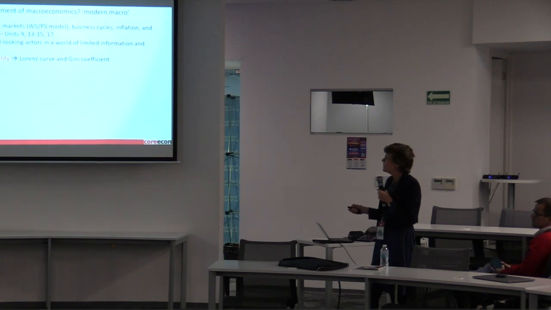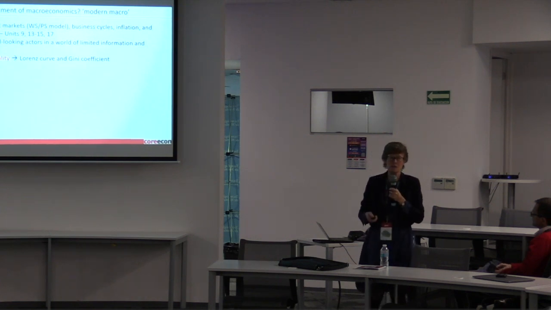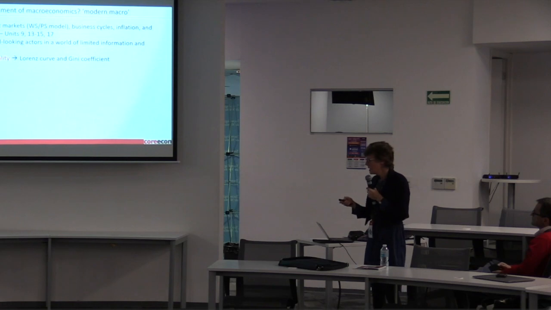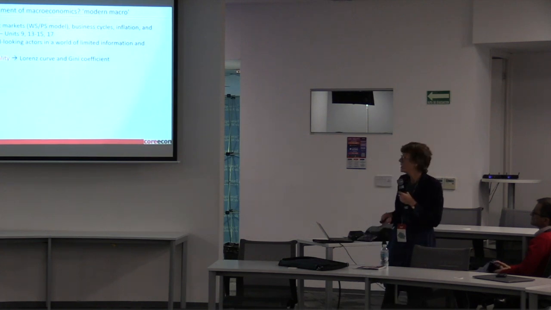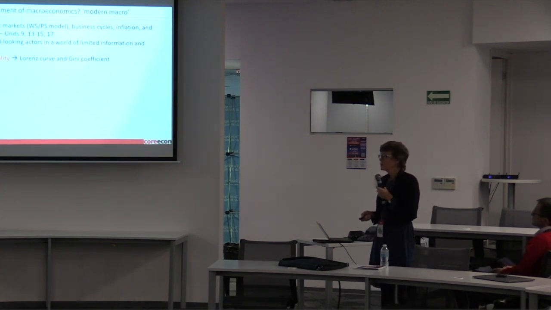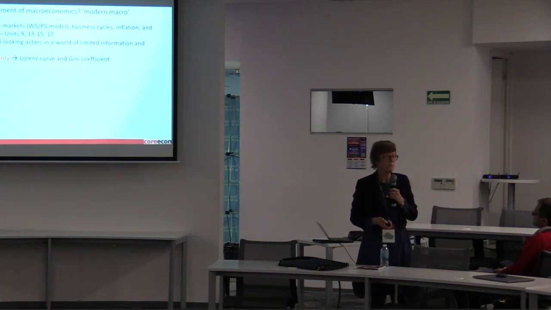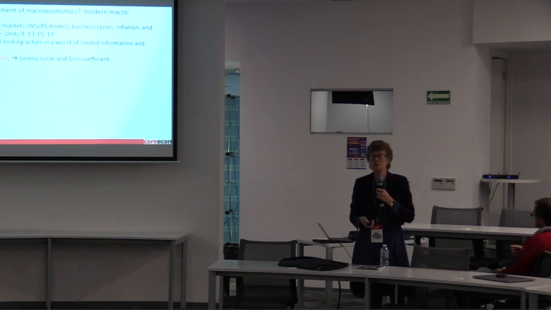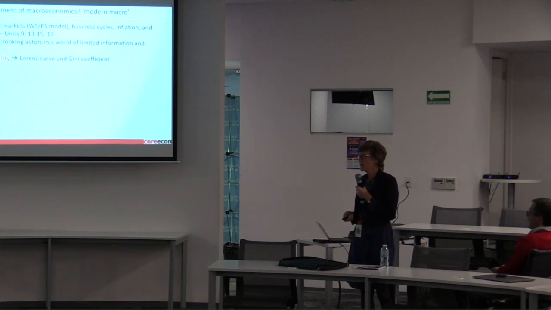So we develop a unified model of forward-looking actors in a world of limited information and incomplete contracts. So it's really modern micro meets modern macro. I think an unusual aspect of what we do is that we provide direct links to inequality, so that we actually derive Lorenz curves from the macro model, so that we're in a position to study changes in inequality arising from macroeconomic developments.